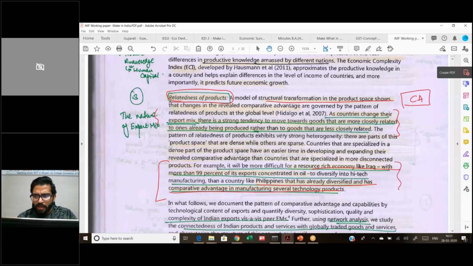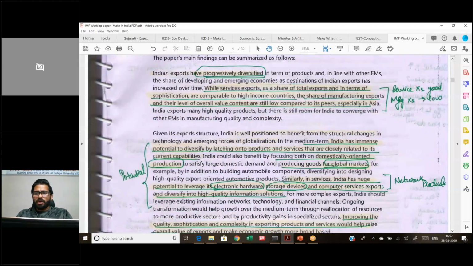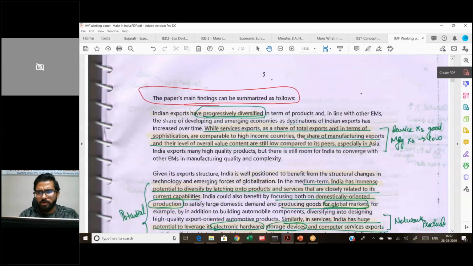So we will see where India's potential is. Where does India lie? Does India have the architecture in place to produce those kinds of products which are required by the GVCs, and which are part of GVCs, and which will perhaps lead to its structural transformation? Then we are going to talk about network products. As I've told you, these are just the summary of the entire paper.